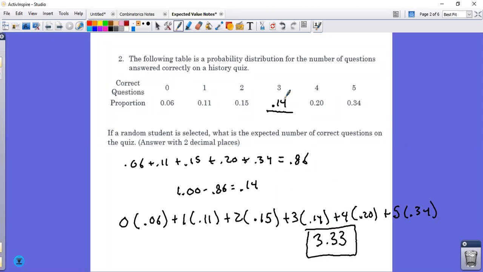In other words, theoretically, and I was talking to you yesterday about this, this is theoretical probability. Theoretically, if 100 students took this test, the class average should be a 3.33. Now, can you get exactly 3.33? No, but that's just an average. So that is the expected value.